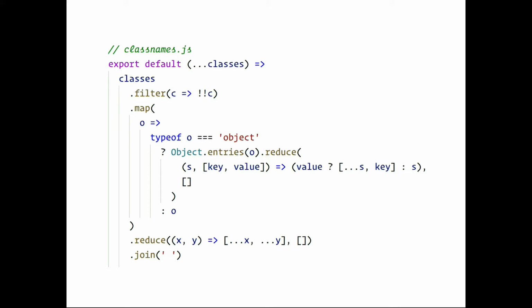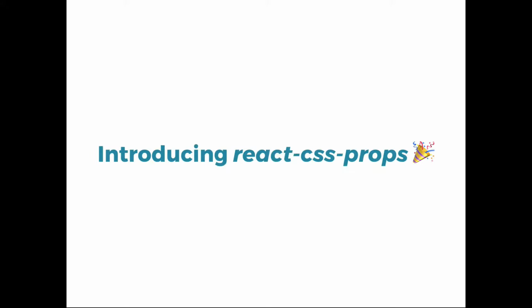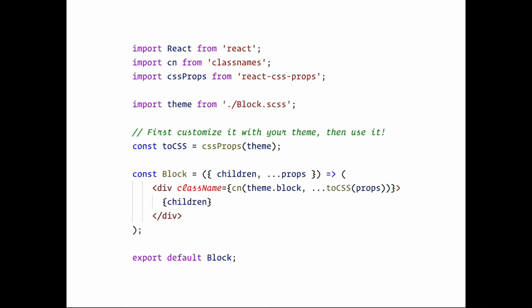So what was the solution to my icons and block problem? Well, I created a library, and I called it react-css-props. And what does this library do? Well, it's quite easy, okay?